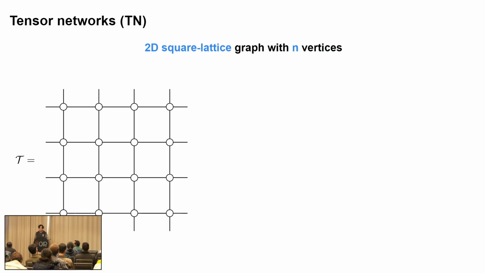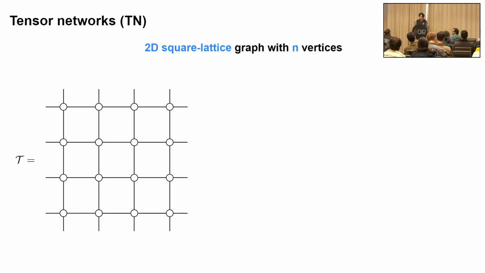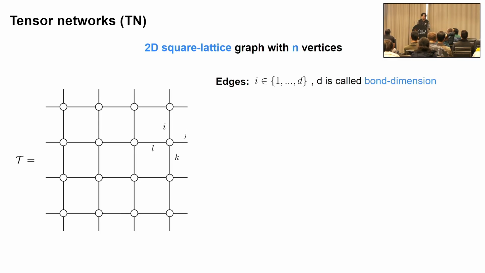So a tensor network is a graph where each vertex has an associated tensor. For simplicity, let's focus on a 2D square lattice graph. Specifically, each edge can take values from 1 to d, where d is called the bond dimension. And each vertex is associated with an order 4 tensor, which shares edges with nearby tensors.